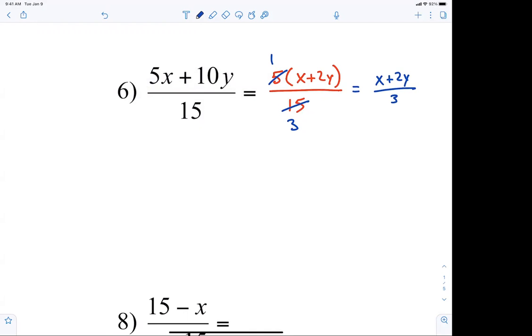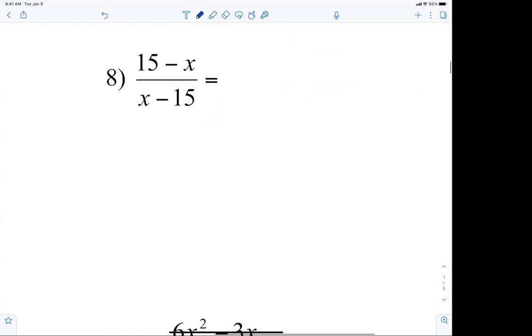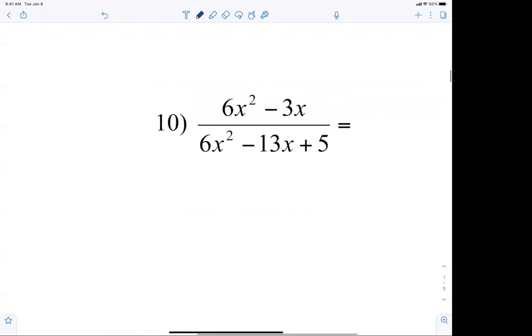All right, now number 8. What is number 8? -1, exactly. They're written backwards. So it is in fact -1. Everybody good? You all right? All right, here we go.